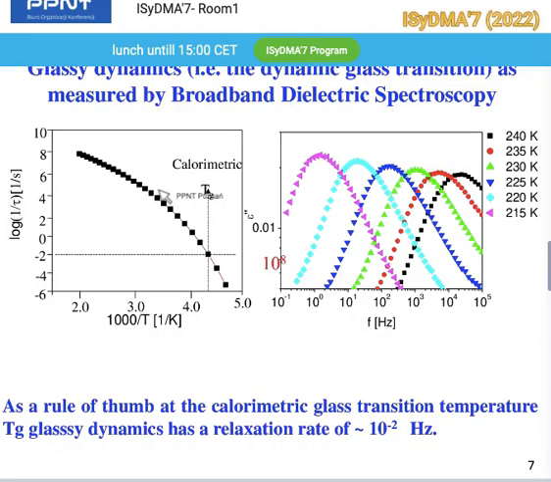Another way, of course, to determine glassy dynamics is broadband dielectric spectroscopy. There you measure a relaxation process as it is shifted through the spectral window. This is now just a very limited range. Usually you can extend the spectral range from 10 to the minus 4 hertz up to 10 to the 9 hertz, so one can easily measure 13 decades. The mean relaxation rate versus inverse temperature is indicated here by the so-called Vogel-Fulcher-Tammann dependence.